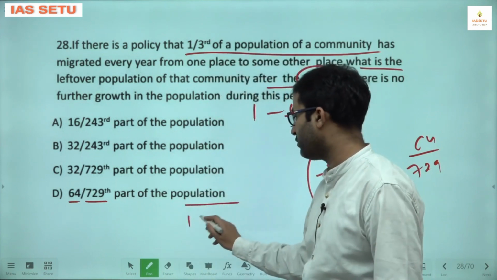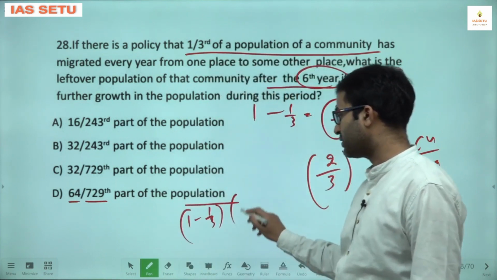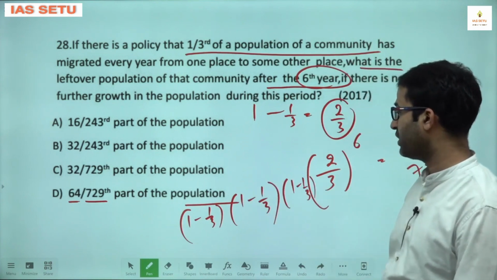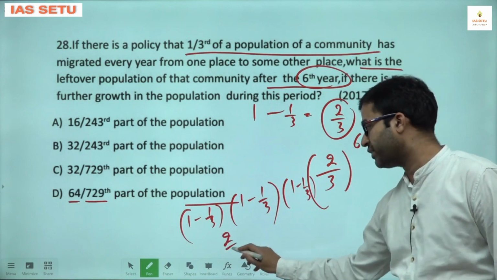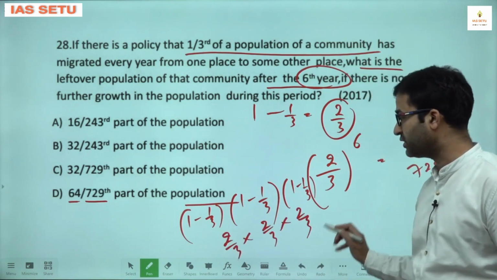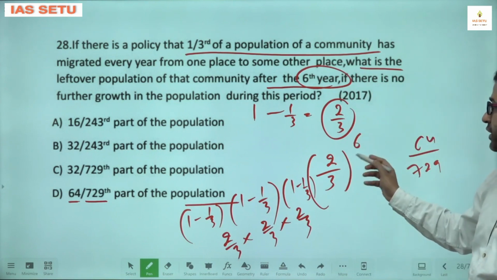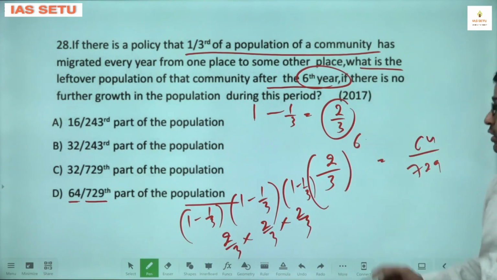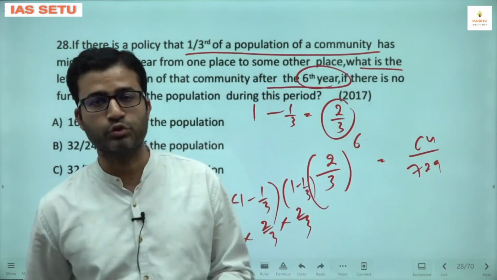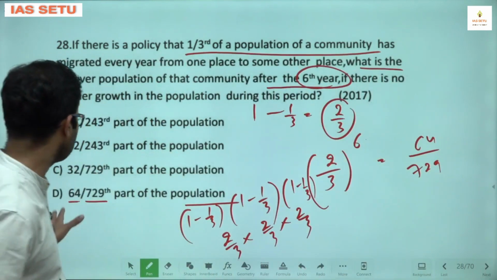So in the first year 1 minus 1 by 3. Next year also 1 minus 1 by 3. Next year also 1 minus 1 by 3. So it means every time 2/3, 2 by 3, 2 by 3. How many times? 6 times. So here, straightforward, I told you 2 by 3 power 6. So it is coming 64 upon 729, 2's power 6 divided by 3's power 6. D.